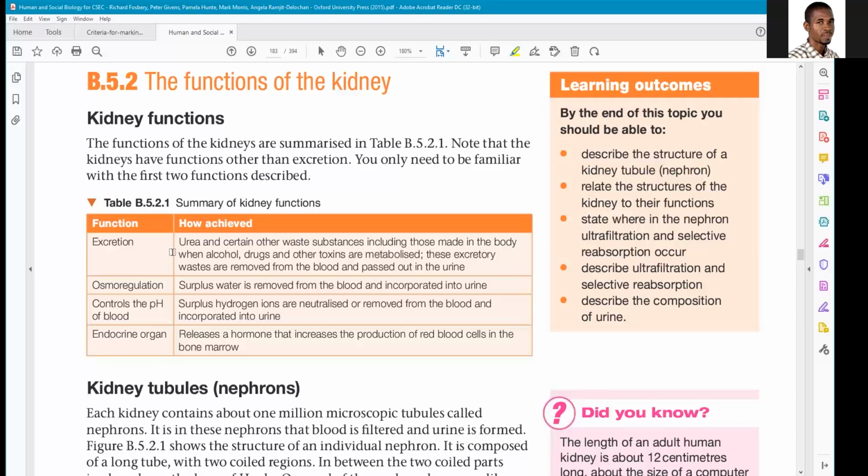So these functions, excretion. Urea and certain waste substances, including those made in the body when alcohol, drugs, and other toxins are metabolized. These excretory wastes are removed from the blood and passed out in the urine. Now, alcohol is not digested. Alcohol is absorbed directly into the bloodstream through mucous membrane. Yes, it could be absorbed through the lining of the mouth.